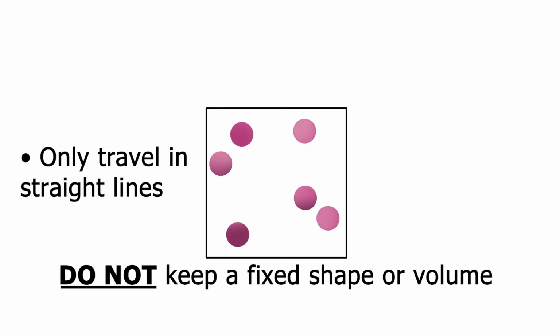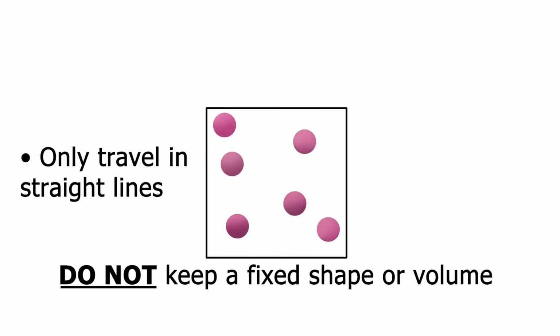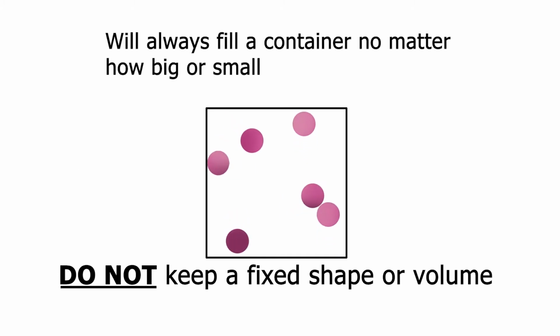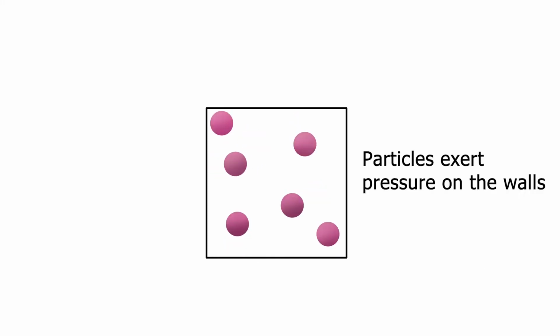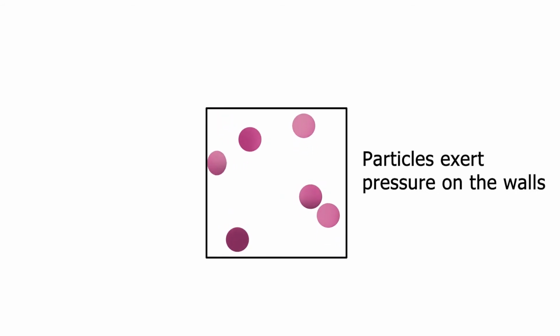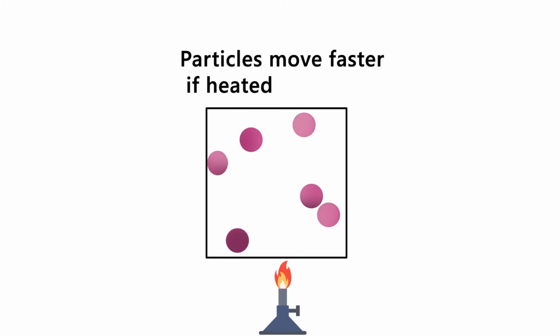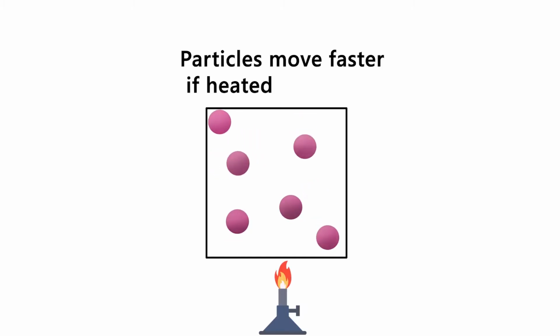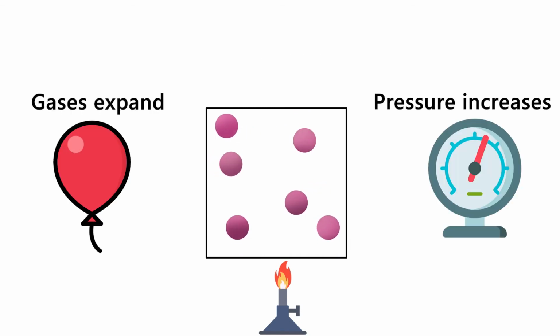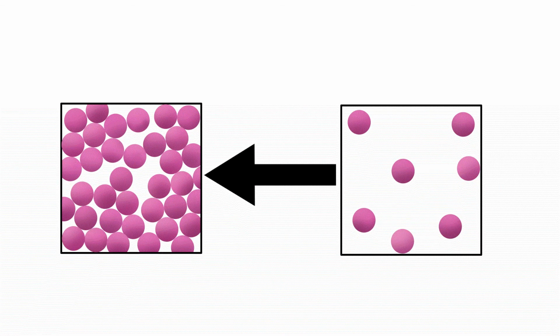Gases don't keep a definite shape or volume, and gases will fill a container no matter how big or how small. When particles come in contact and bounce off the walls of a container, they exert pressure on the wall. The particles in gases are in constant movement, moving randomly. So as a gas is heated, the particles move faster as they have more energy. So when heated, gases either expand or their pressure increases. And if you cool a gas low enough, it will change states to become a liquid. This is called condensing.